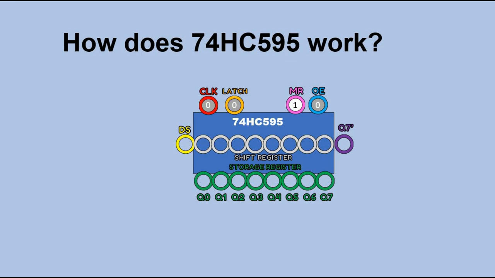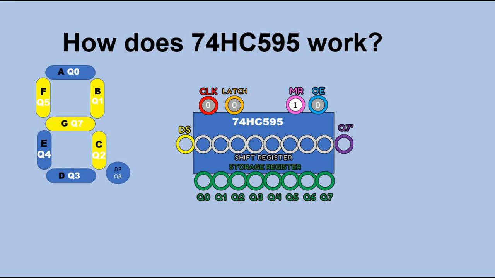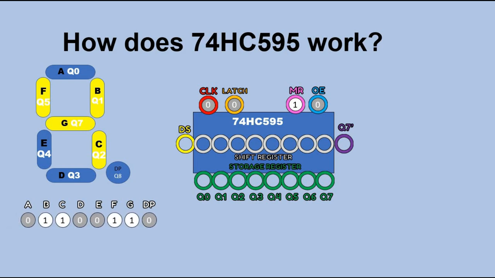So let's say we want to control a 7-segment display with that chip. Here is the simple digit to display. You can see segments A to G plus decimal point and how they map to shift register output pins. So to display digit 4, for instance, we would have to provide the following serial input to the DS pin. Please note that we are entering data in reverse order. So we start with the decimal point segment and finish with the A segment.